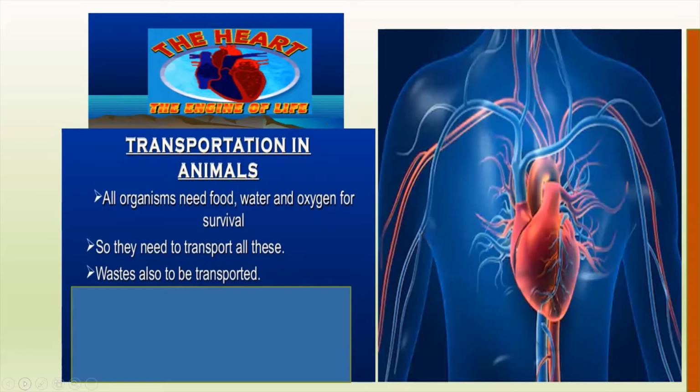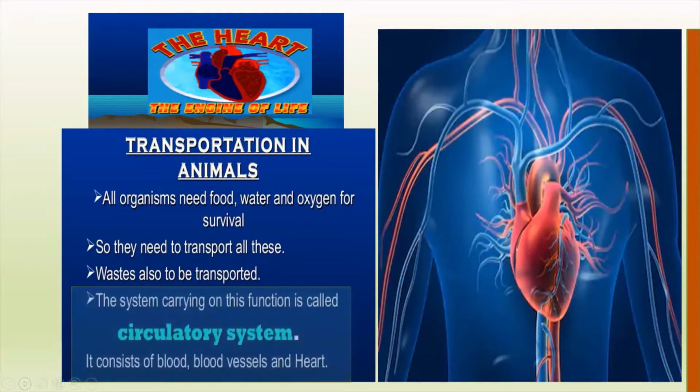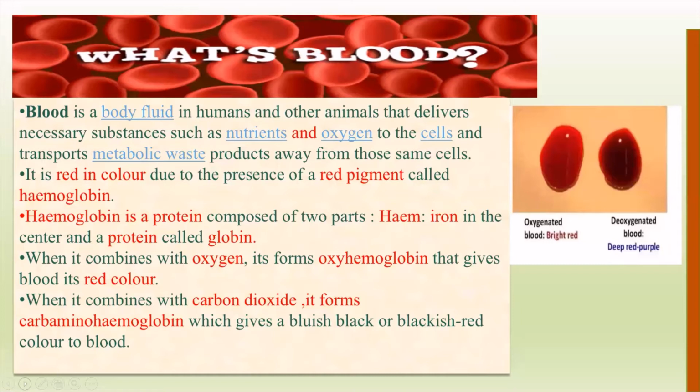So you know that there are different systems carrying out separate functions in the body which are all necessary for us. So there must be a transport system also, right? So it is our circulatory system. Our circulatory system consists of the heart, the blood vessels, and the blood. So let us talk about the blood.